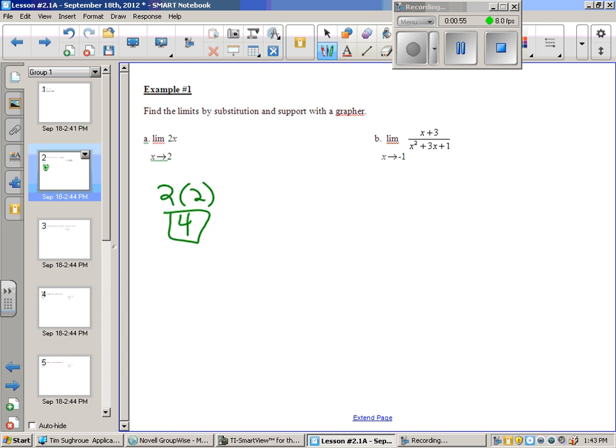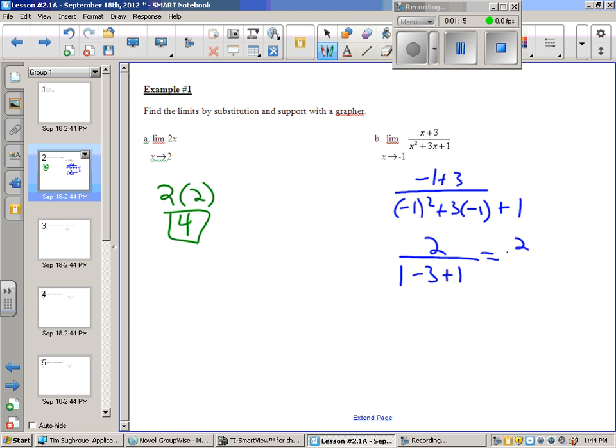If you plug in -1 into this second example, b, you get -1 plus 3 over -1 squared plus 3 times -1 plus 1. So on top we get a 2. On the bottom we get a 1 minus a 3 plus a 1, which will be -1 across the bottom. So 2 divided by -1 will be -2. Your limit will be -2.